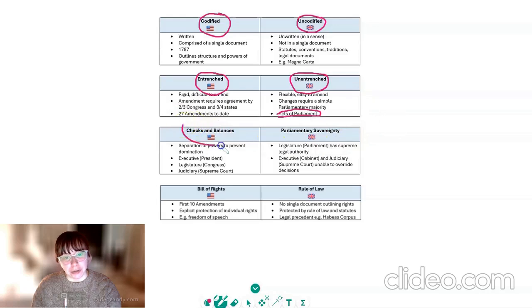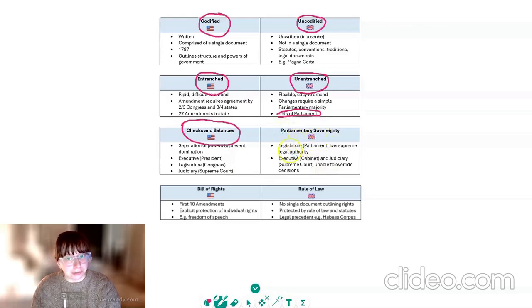The entrenched and codified nature of the US Constitution also really enhances the fact that it's there to ensure checks and balances. So there's a very clear separation of powers between the executive, which is the president, Congress as the legislature, and the Supreme Court as the judiciary. What that means is that each power in governance has very specific roles, and they can't impinge on one another. So they're there to hold one another accountable, basically.